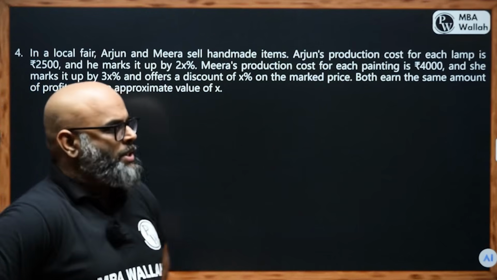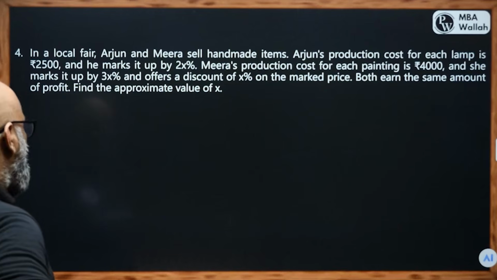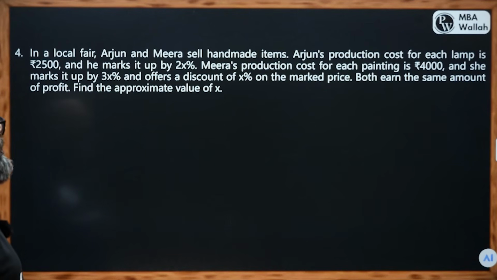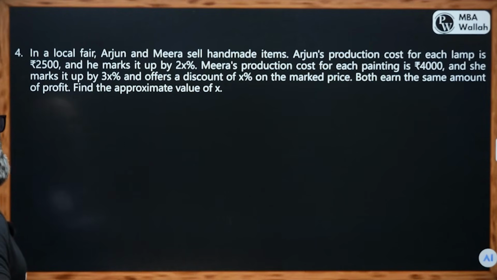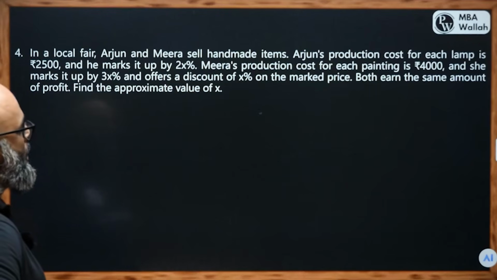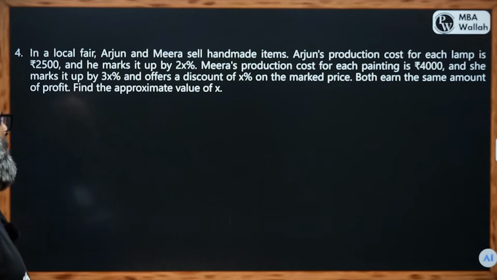Now let's solve this question. In a local fair, Arjun and Meera sell handmade items. Arjun's production cost for each lamp is 2500 and he marks it up by 2x%. Meera's production cost for each painting is 4000 and she marks it up by 3x% and offers a discount of x% on the marked price. Both earn the same amount of profit. Find the approximate value of x.